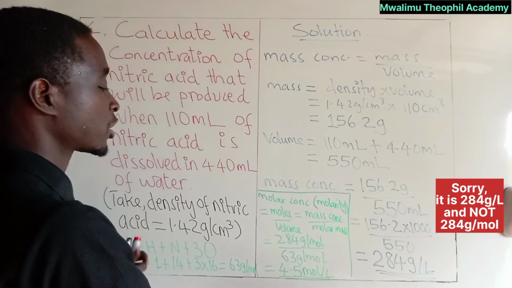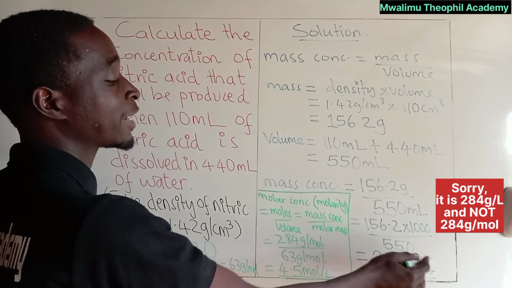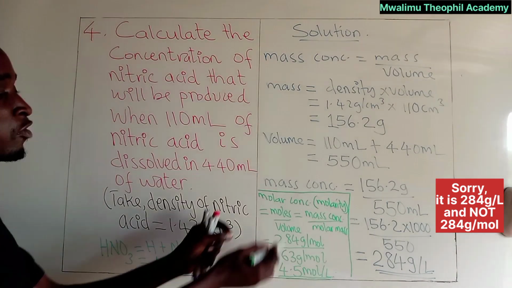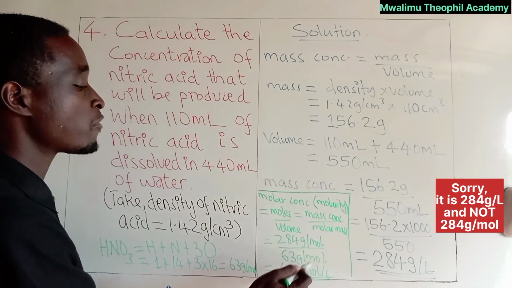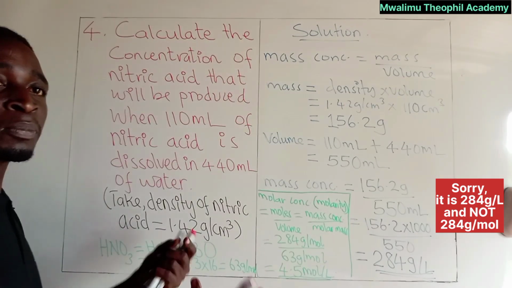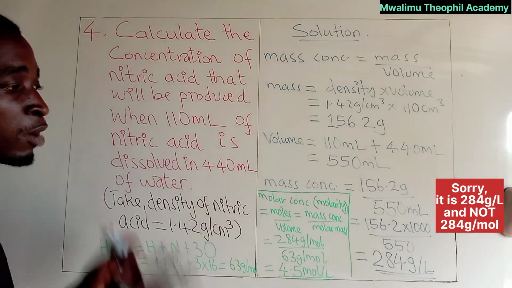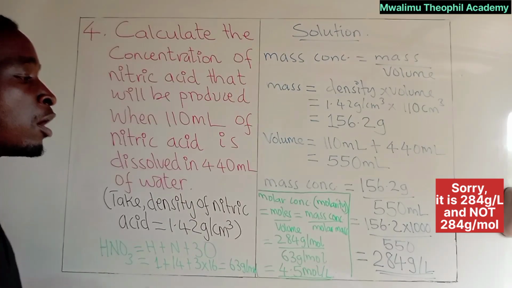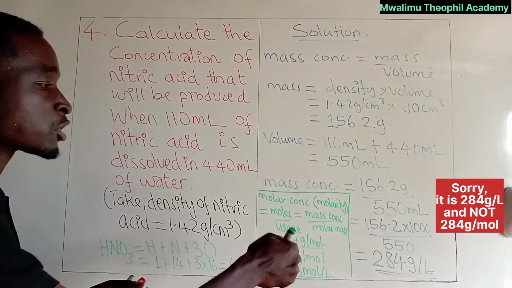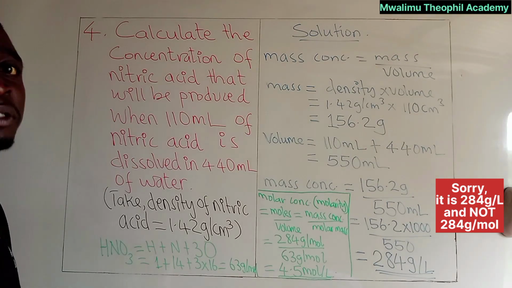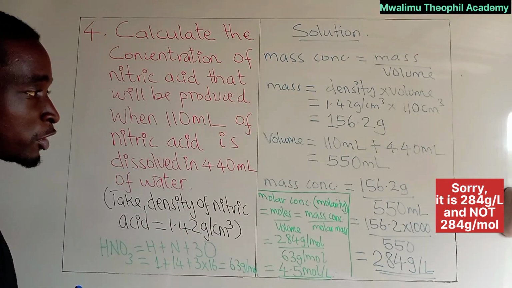So its mass concentration we have obtained is 284 grams per liter. But if we have decided to calculate the molar concentration, we've obtained 4.5 moles per liter. So it is up to you to decide whether to calculate the mass concentration or molar concentration. But all in all, both the molar concentration and mass concentration are known as the concentration of the particular solution.